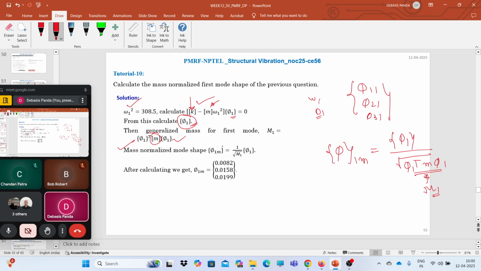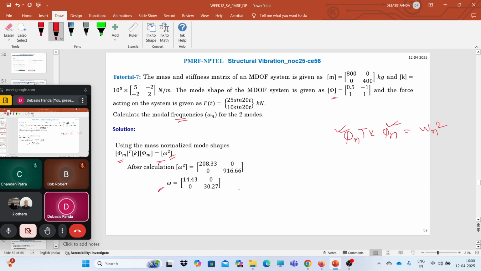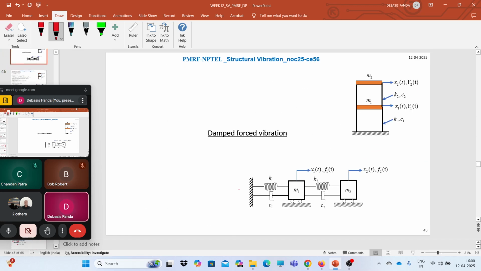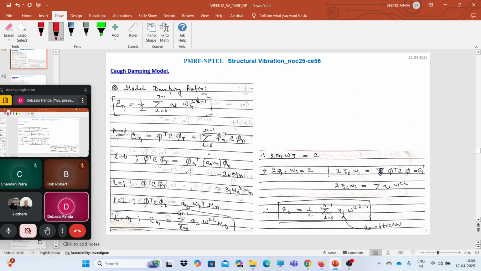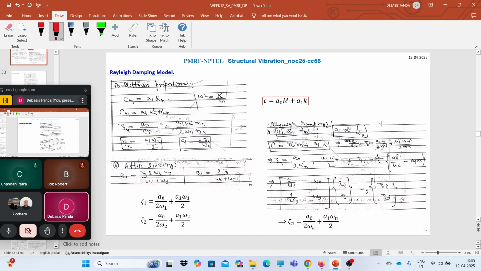Okay. So after calculation, we can get the mass normalized mode shapes. For the 2-DOF system also, we have seen how we can calculate the mass normalized mode shapes, in the series of questions from the 2-DOF system that I have given here.